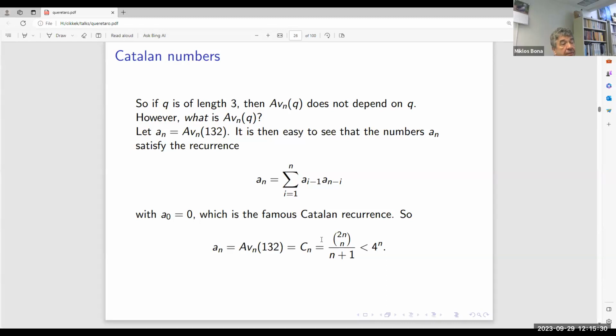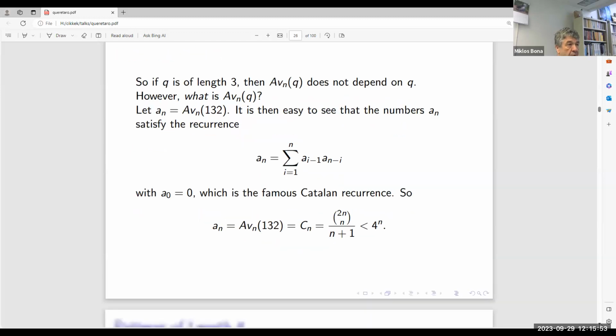You see that we know that the Catalan numbers are 2n choose n over n plus 1. So in particular, this number is less than 4 to the n, but the constant 4 cannot be improved. Again, as we already knew, because for the monotone patterns, I already said that the constant for monotone patterns of length k is (k minus 1) squared. So in this case, k is equal to 3. So again, you get 4 to the n as you should.